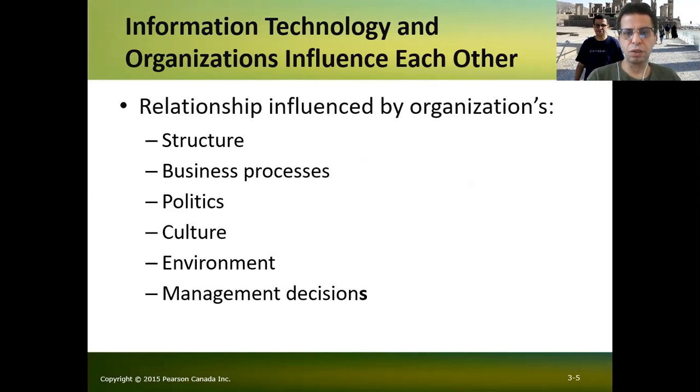So information technology and organizations influence each other. You need a certain application to do something better, and once you start doing something better, the information coming through this system will let you know what else you need. This relationship is influenced by the organization's structure, business processes, politics, culture, environment, and management decisions. These all influence the relationship between IT solutions and the organization.